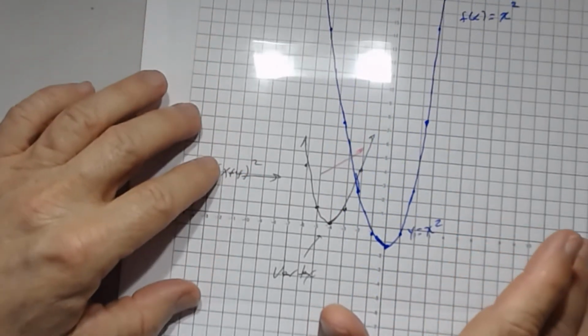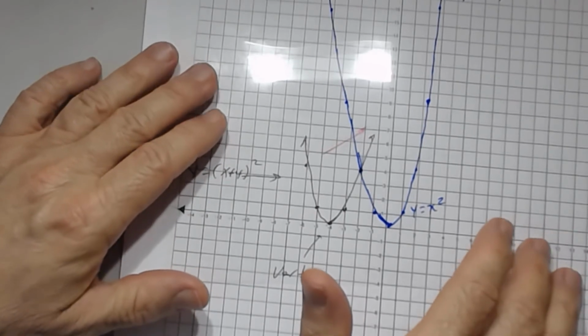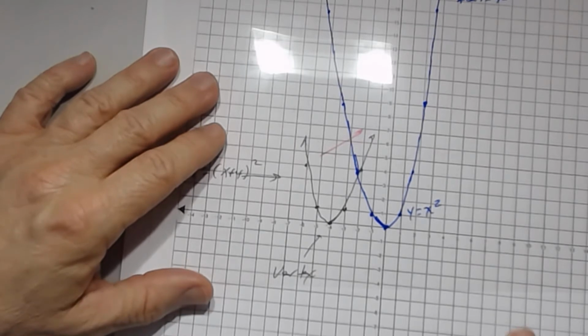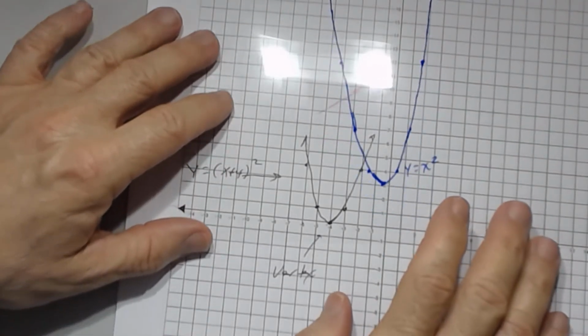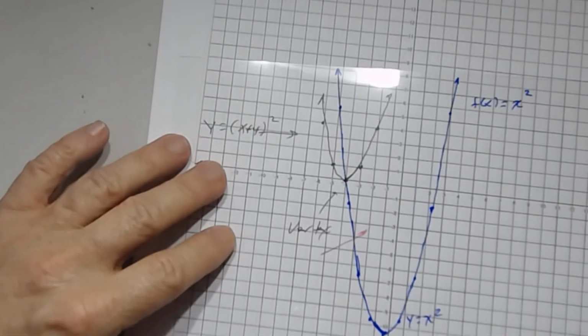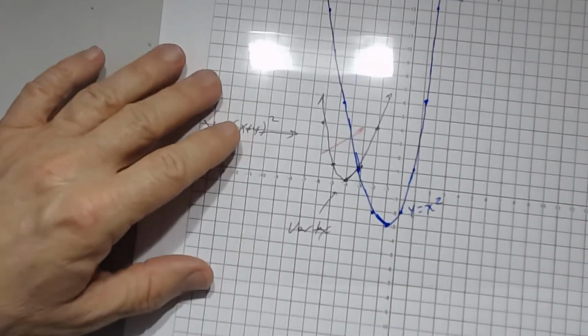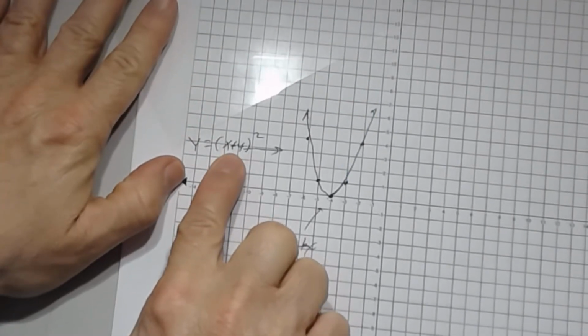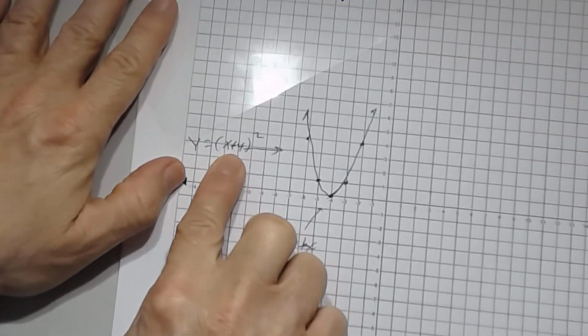Vertical shift. A vertical shift is easy to remember because if it's x squared plus 8, then you would go up 8. If it's x squared minus 10, then you would go down 10. The horizontal shift is counterintuitive. See this plus 4? Most people think, all right, I'm going to go to the right 4. No. You do the opposite of what you see.